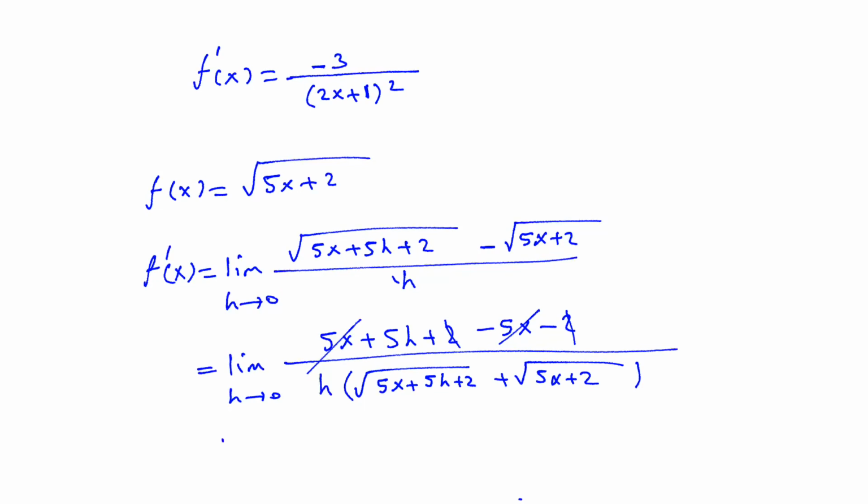If we reduce it by h, we have 5 as numerator, and the denominator as h approaches 0 would be 2 square root of 5x + 2.